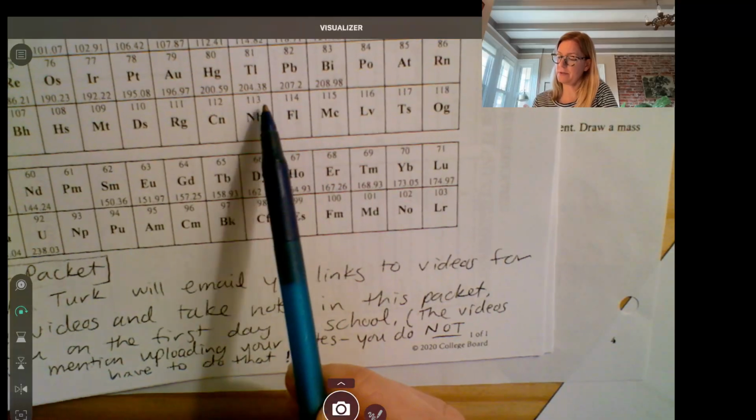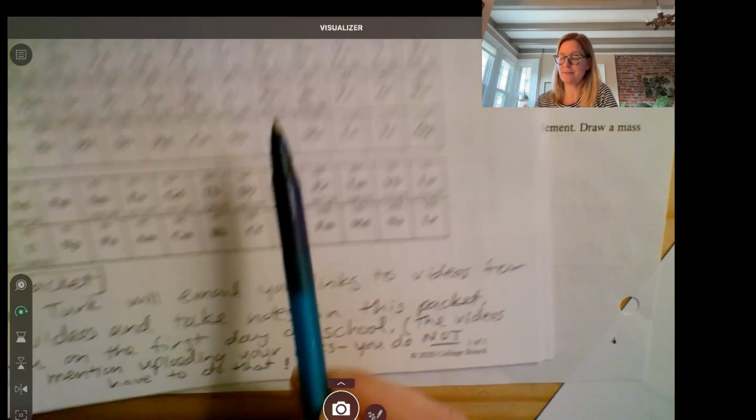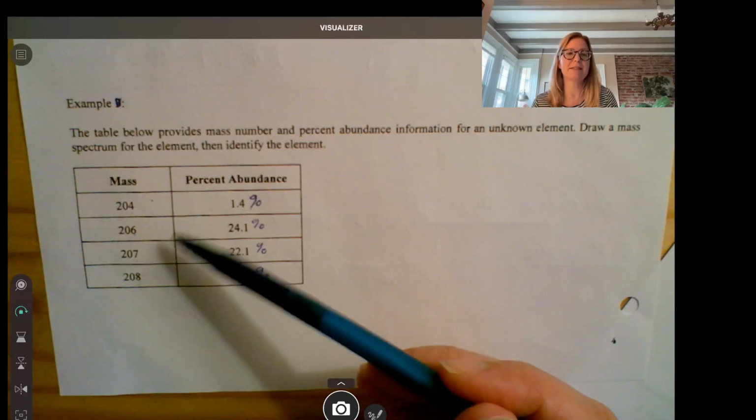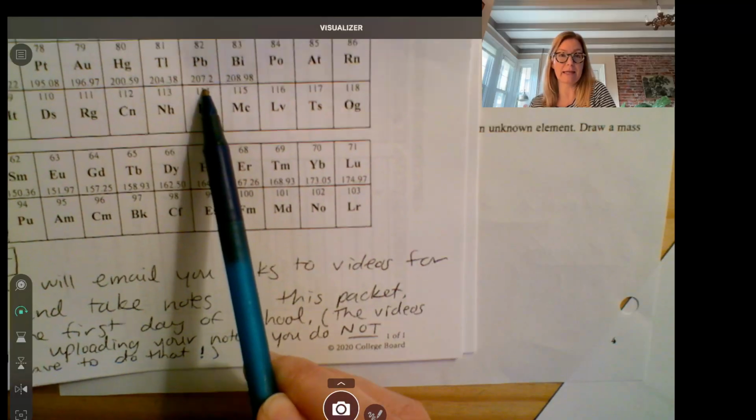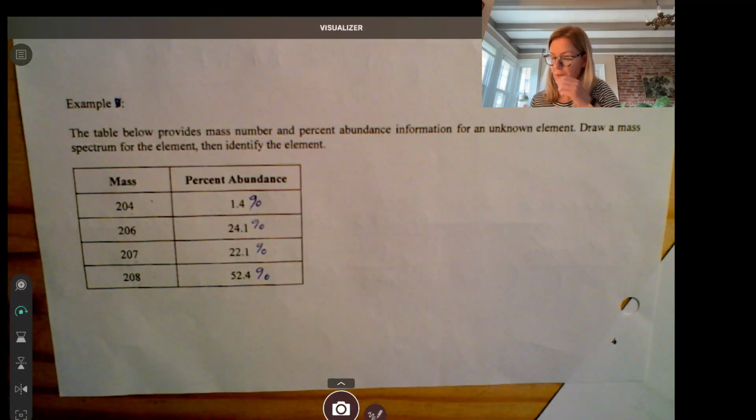This next one, 207.2, that makes a lot more sense, okay? It's close to 208, but these other ones kind of pulled the mass down a little bit below 208. So it's probably going to be PB, which is lead, okay? Now we're going to calculate it ourselves and see if we're right.